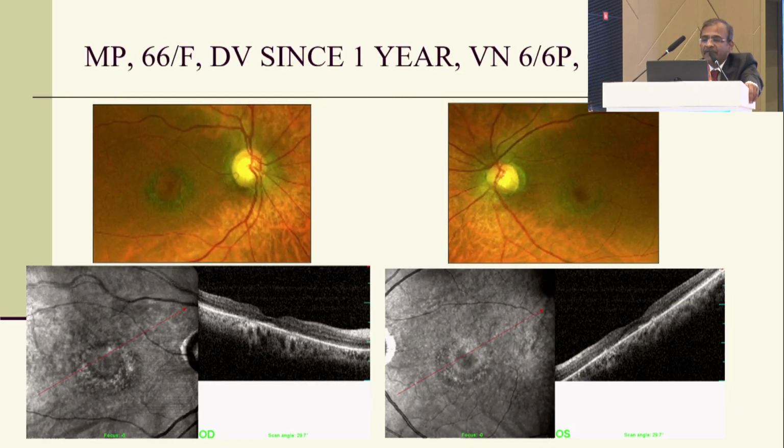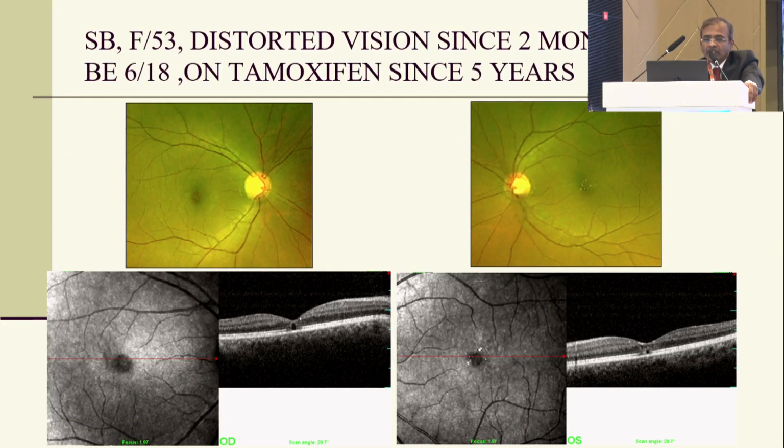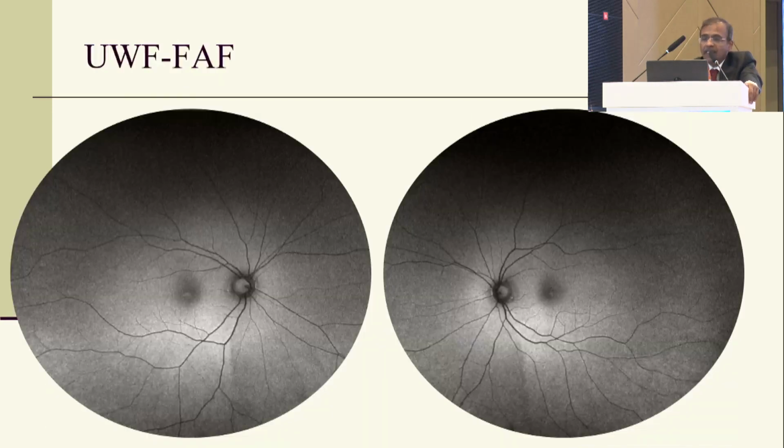And you can compare it with OCTs also. As you can see the changes here in OCT, and in autofluorescence you can see them much better. Again, if there is distorted vision for 2 months, vision is low, and the patient is on tamoxifen for 5 years, you do an FAF and it can be very clearly seen.